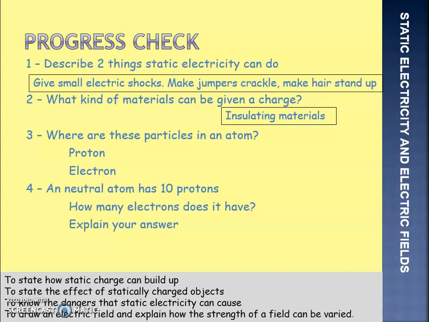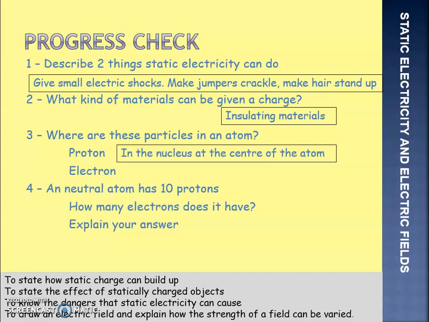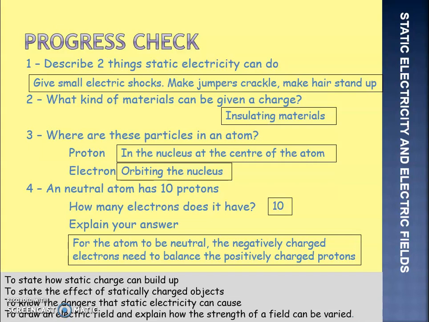Where are these particles in an atom? So where's the proton? It's in the nucleus that's right at the centre of the atom, and the electron orbits that nucleus around the outside. A neutral atom's got 10 protons, so how many electrons does it have? It'd have 10 electrons. And why? For the atom to be neutral, the negatively charged electrons need to balance out the positively charged protons. 10 positives plus 10 negatives overall equals 0, or neutral.